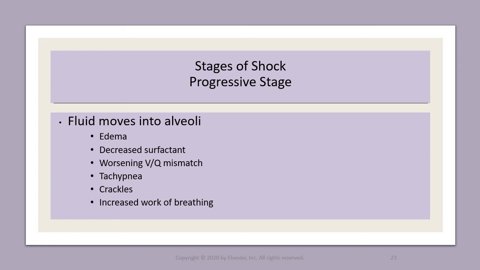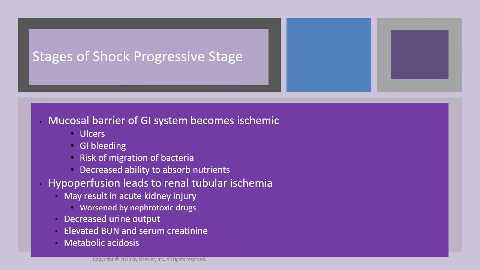With further increases in capillary permeability, fluid moves into the alveoli, causing alveolar edema and a decrease in surfactant production. The combined effects of pulmonary vasoconstriction and bronchoconstriction are impaired gas exchange. Clinically, the patient has tachypnea, crackles, and overall increased work of breathing.